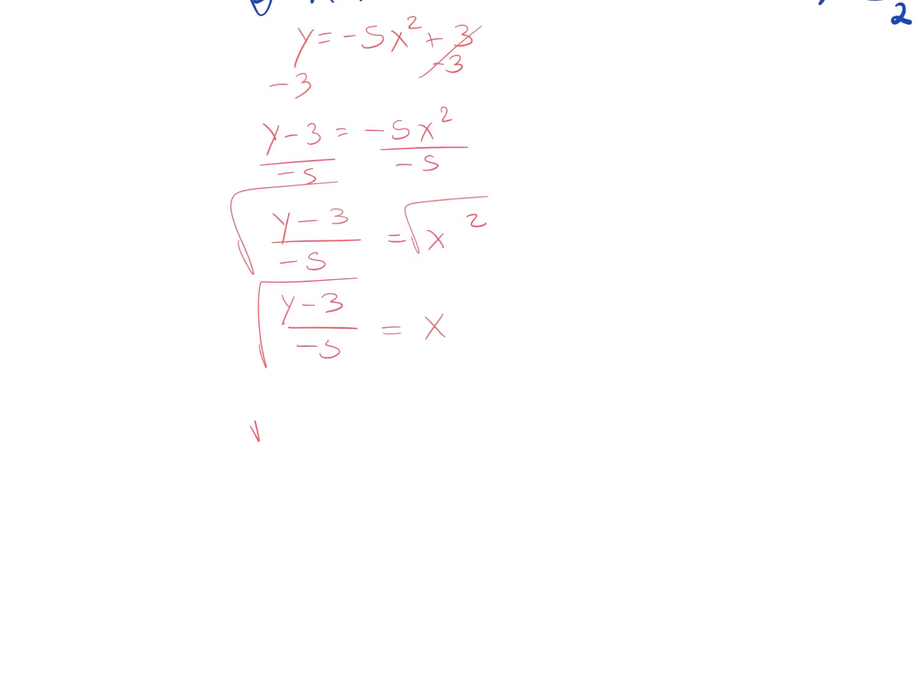I'm just going to rewrite it, swapping x and y. So the square root of (x minus 3) over negative 5 equals y. So I can rewrite it as the inverse function of x is equal to the square root of (x minus 3) over negative 5.